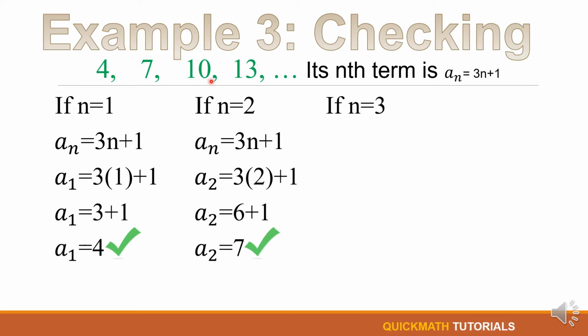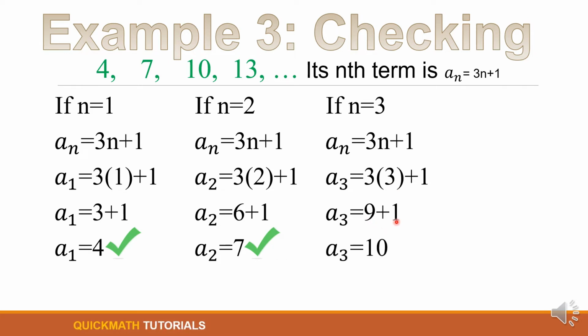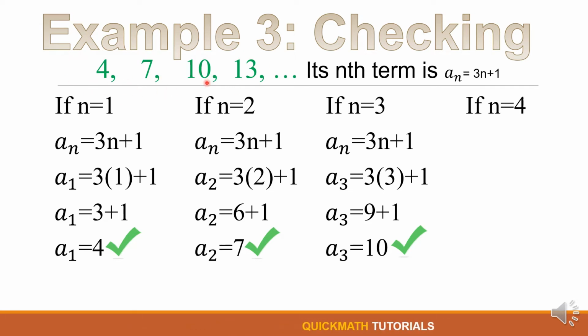Now let's try our third term. So n is equal to 3, a sub 3. Now we substitute the value of n. We have 3 times 3 plus 1. 3 times 3 equals 9, and 9 plus 1 is equal to 10. And this is correct because as you can see in the sequence, the third term is really 10.